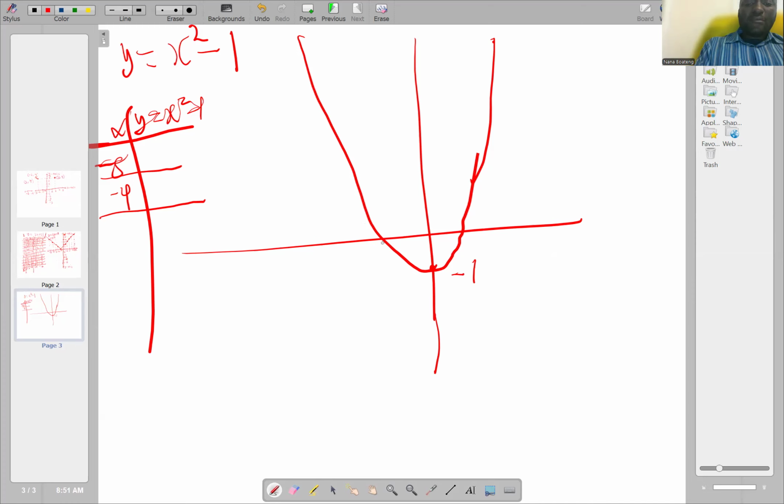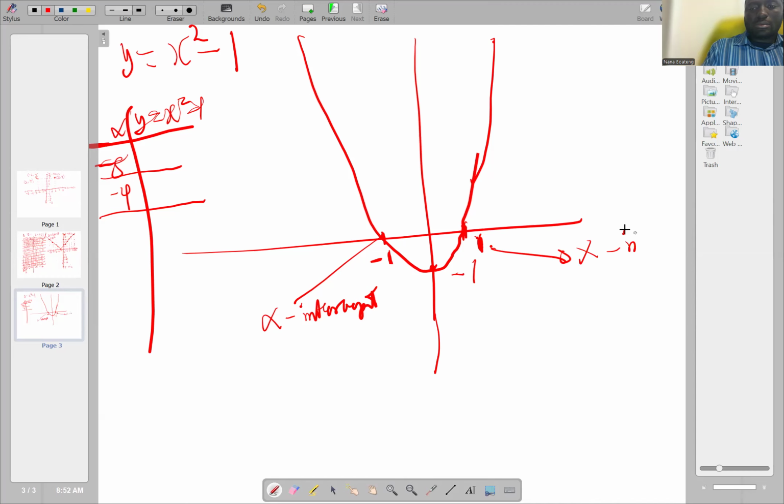is where the graph intersects with the x-axis. So you can see that for this graph, it has two intercepts. It meets the x-axis at two places. So this is an x-intercept. And this also, so -1, +1, and then also an x-intercept. And this point here, this is the y-intercept.